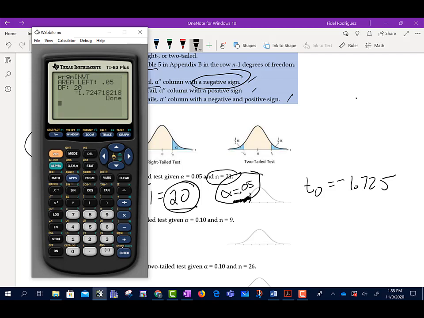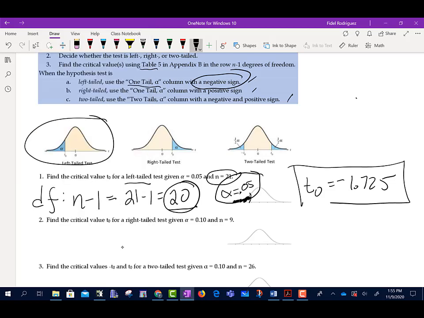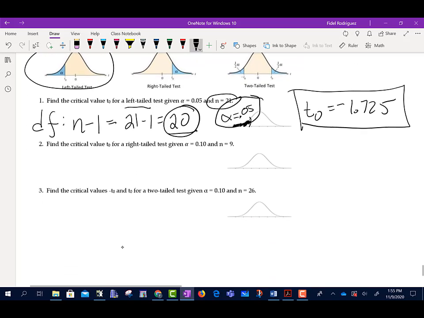It's 7247, so if I round it to 3 decimal places, negative 1.725, okay? All right, so now we're going to do the same thing that we did before.